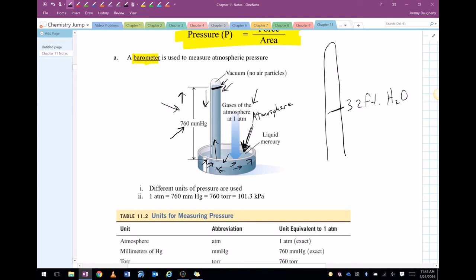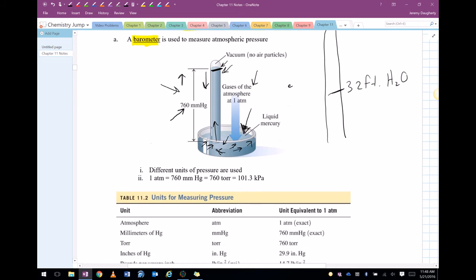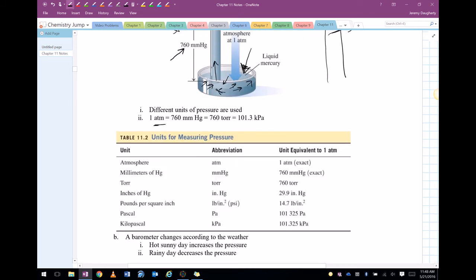Okay? Now there are different units for pressure. There's atmosphere, which is what we typically use. 1 atmosphere is equal to a column of mercury that is 760 millimeters tall. We can also use torr, which is sort of like a celebrity unit. It's named after Evangelista Torricelli, who did a lot of work with barometers. And then there's the kilopascal. These are also your conversions, and when you go look at that video problem, you'll see those conversions.